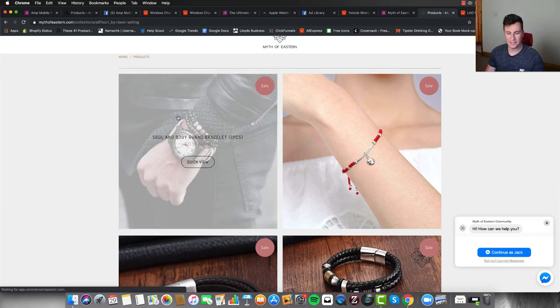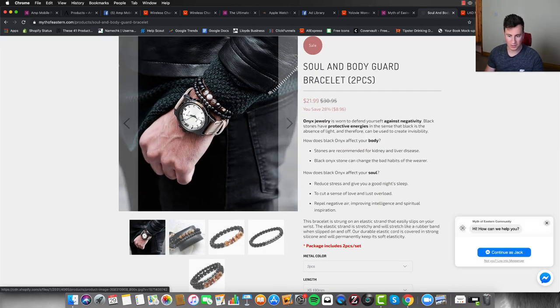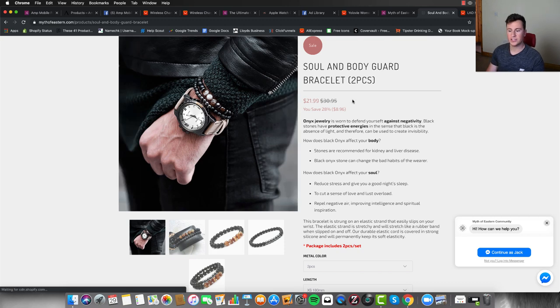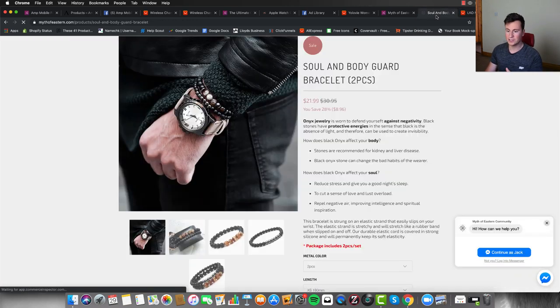So product number one then is this bracelet here, but you get two pieces. So you're not paying for the watch, you're just paying for these two bracelets here, and they're charging $22. I tried to find the exact copy on AliExpress, but I couldn't do it. I have actually sold similar products like this myself in the past. And again, the profit margins are absolutely awesome.